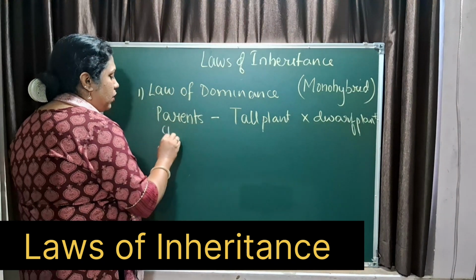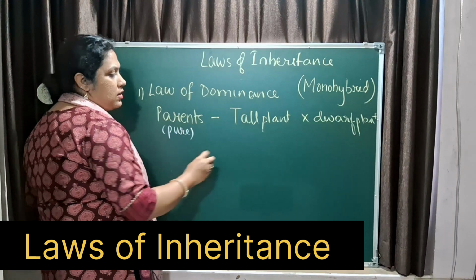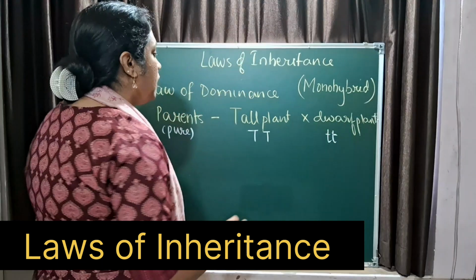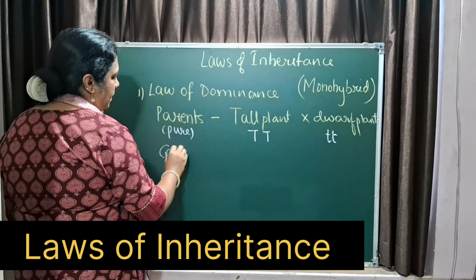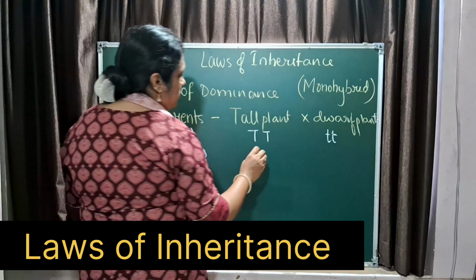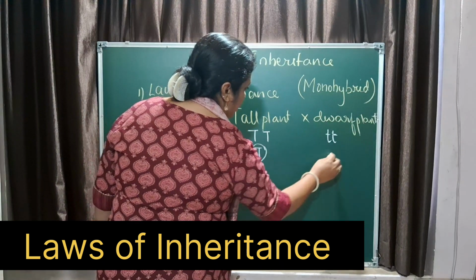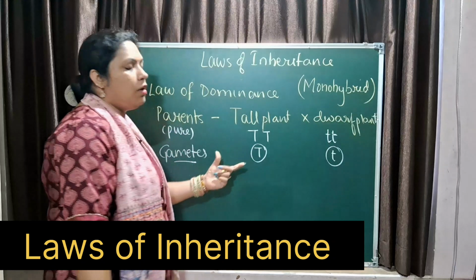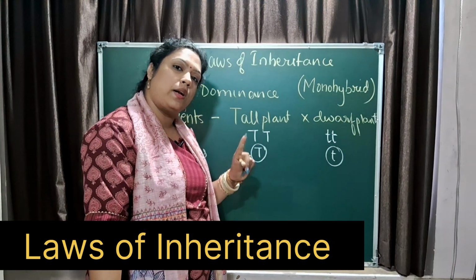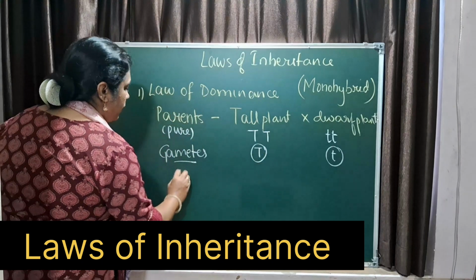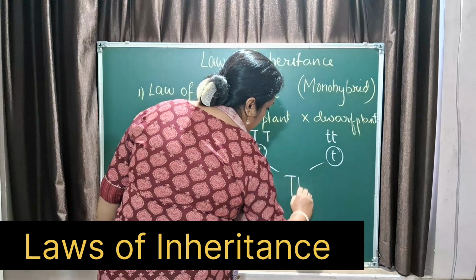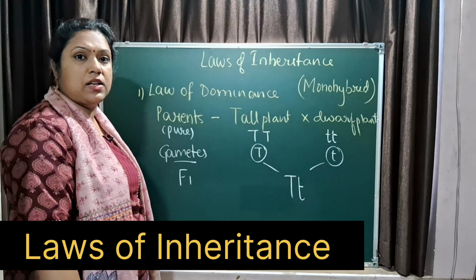Parents are generally pure, that is they are homozygous tall and homozygous dwarf. Now when you talk about the gametes formed, since the 2 alleles are same in the homozygous condition, we take only one as a gamete, correct? So this tall plant can form one kind of gamete, that is T, and dwarf plant can also form one type of gamete, that is small t. So when the first generation is formed, it will be the combination of the 2 gametes, that is capital T and small t.